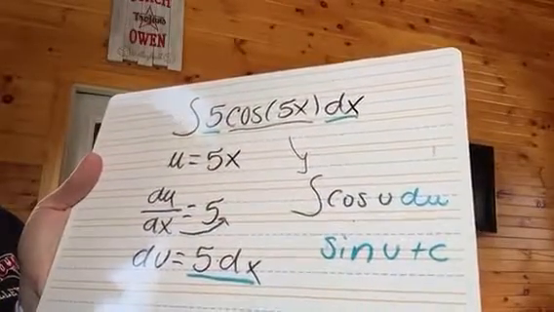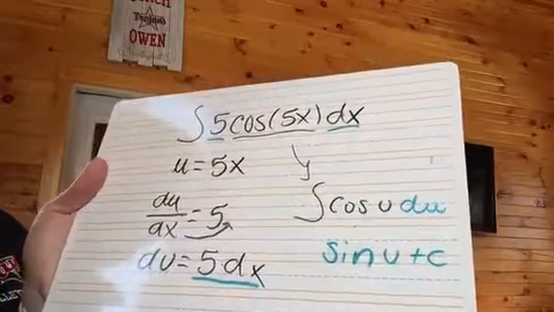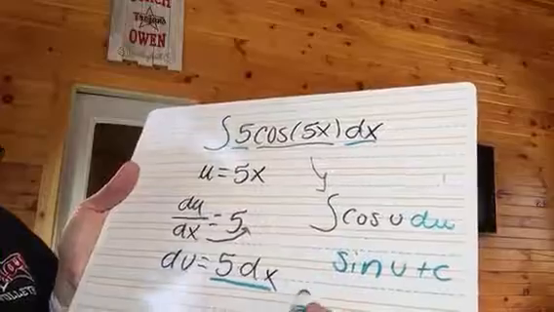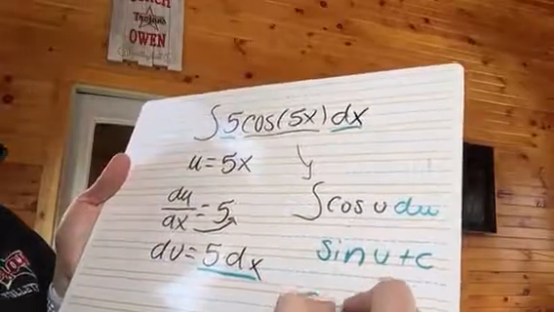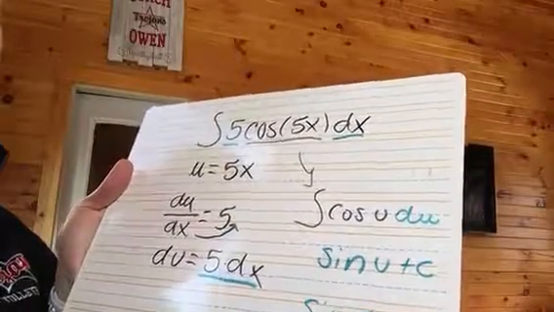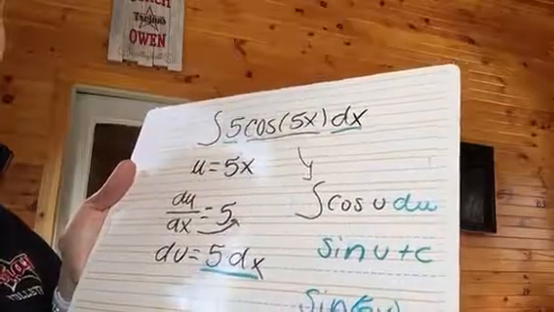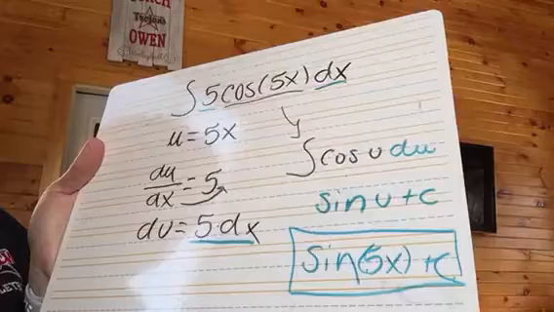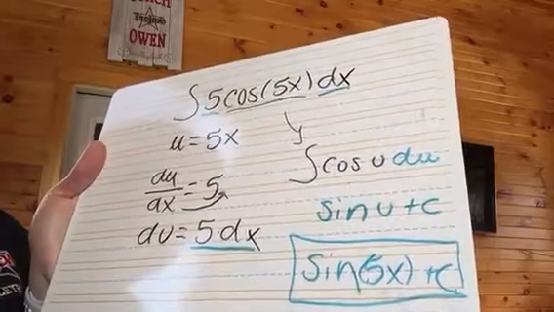Okay. And now we just make that final substitution by replacing our u with what it was originally in the very beginning of the problem. So my answer here for example 2 would just be sine of 5x plus c. Okay. Pretty easy process. Okay. Let's go through example 3 right now.